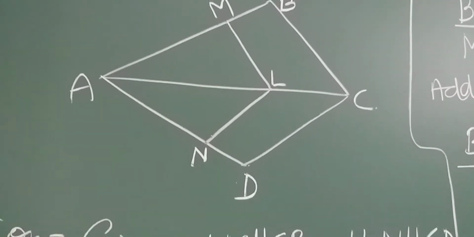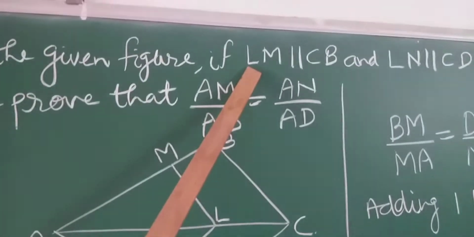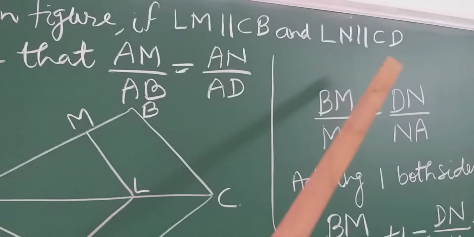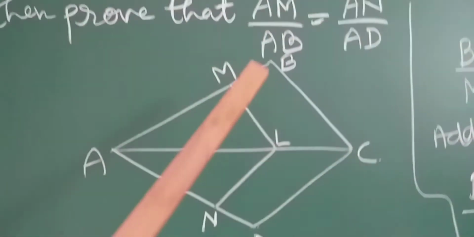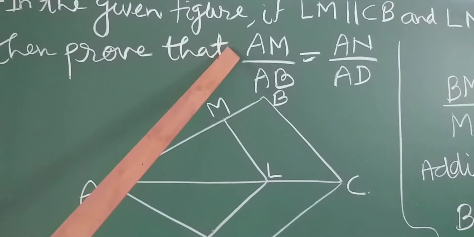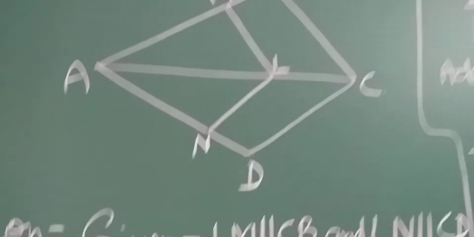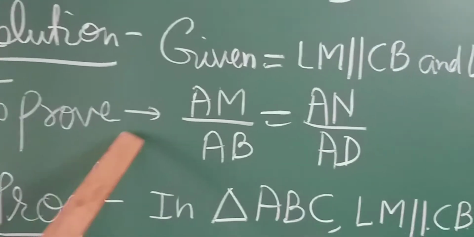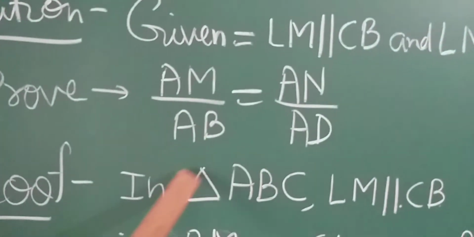first of all, we have to write given. In given, we have to mention LM parallel to CB and LN parallel to CD. Okay, students. Now we have to prove AM upon AB equals AN upon AD. In to prove, we have to write AM upon AB equals AN upon AD. Now proof.